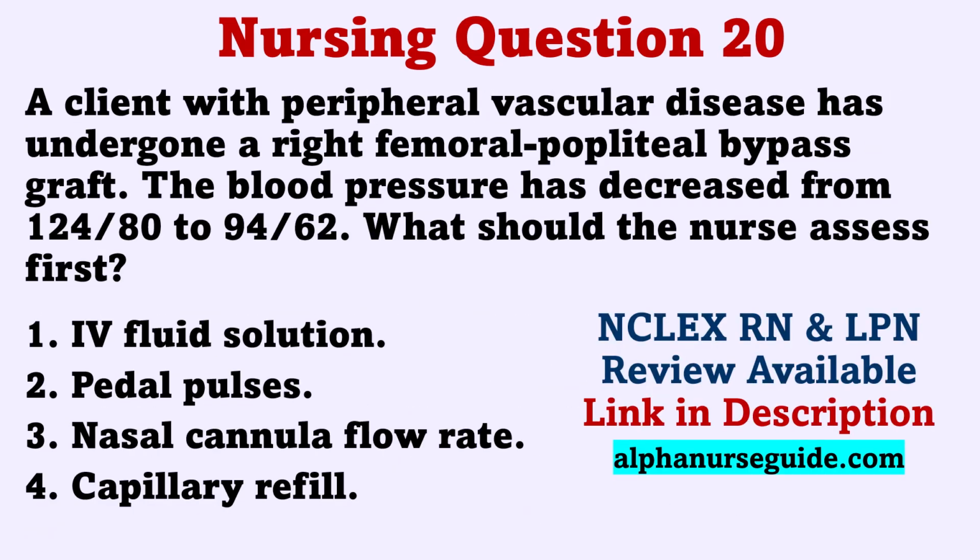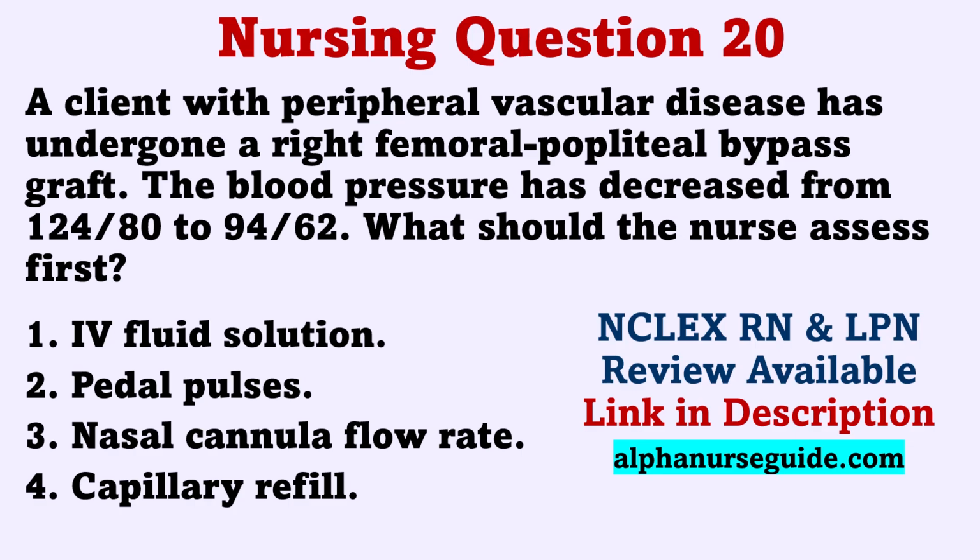A client with peripheral vascular disease has undergone a right femoral popliteal bypass graft. The blood pressure has decreased from 124/80 to 94/62. What should the nurse assess first? 1. IV fluid solution. 2. Pedal pulses. 3. Nasal cannula flow rate. 4. Capillary refill. The correct answer is 2.